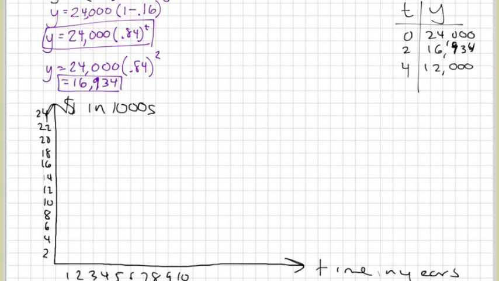So then we're going to go and plot these points out. So 0, 24,000. 2, 17,000. And 4, 12,000. You could plot a few more points if you wanted to see how the decay curve changes as it gets closer to the x-axis. But we're losing a lot of value really fast in this car. So in just 4 years of owning it, I've lost half of my money on it.